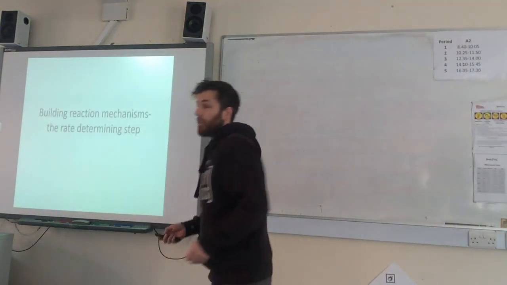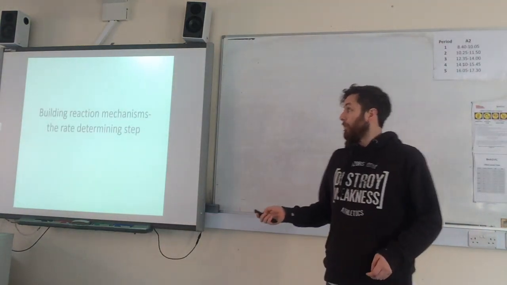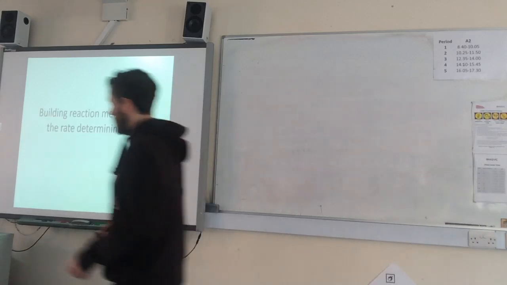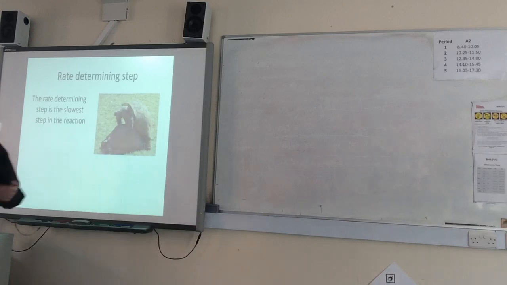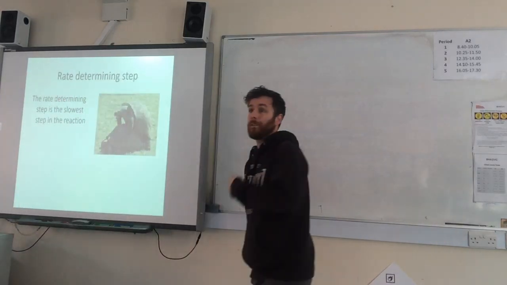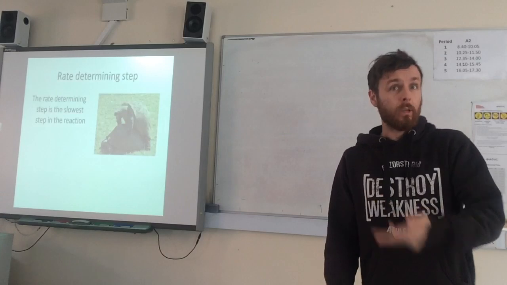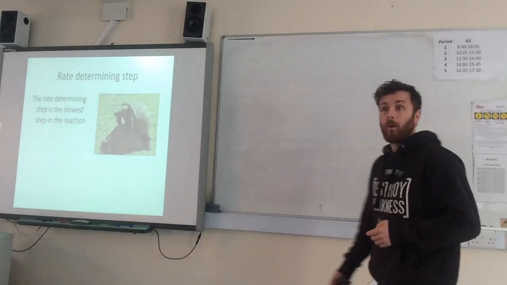Okay, so rate determining step. The rate determining step, remember, is the slowest step. And we're going to assume today that there's a two-step reaction. We're always going to assume that the slowest step is the first step unless told otherwise. And the question would make that obvious.